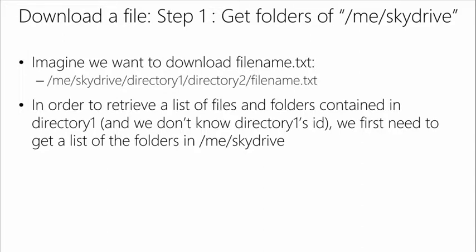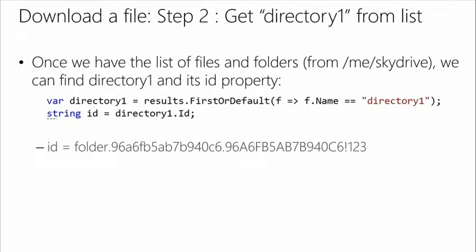In order to get the ID for directory 1, we actually need to get a list of folders that is in /me/SkyDrive. So we have to get the list of files and folders from /me/SkyDrive. The way that we do this is we get the results of /me/SkyDrive, and we search for a name that matches directory 1. Simple, easy, just rolls off the tongue.